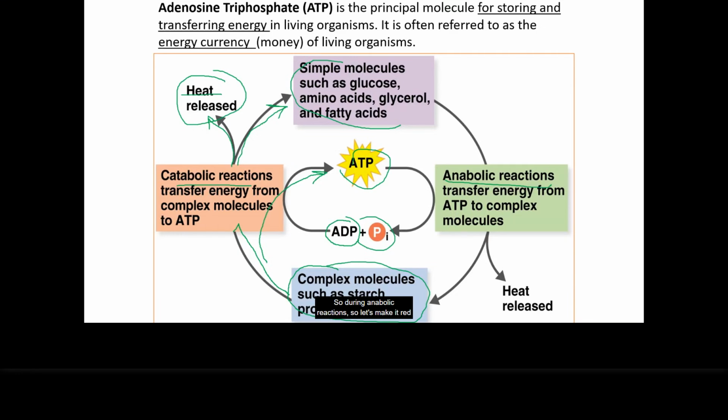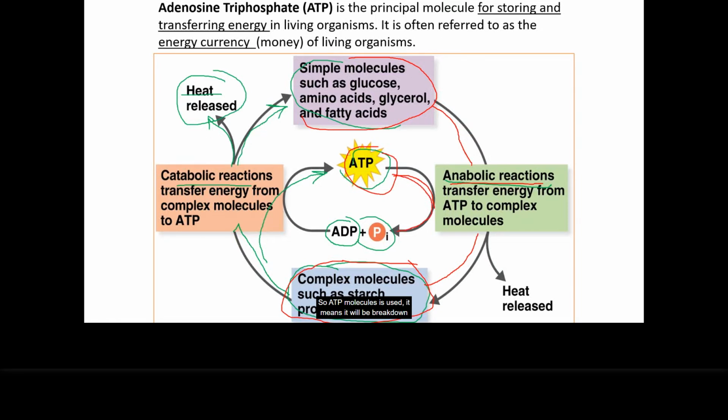So during anabolic reactions, let's make it red in here, anabolic reaction. What will happen? Simple molecules such as glucose, amino acids, glycerol, and fatty acids will be connected together, anabolic, yes, and will produce more complex molecules such as starch, protein, and lipids. And again, during this reaction, usually an ATP molecule is used because we need to connect molecules to produce more complex ones. So ATP molecules are used.